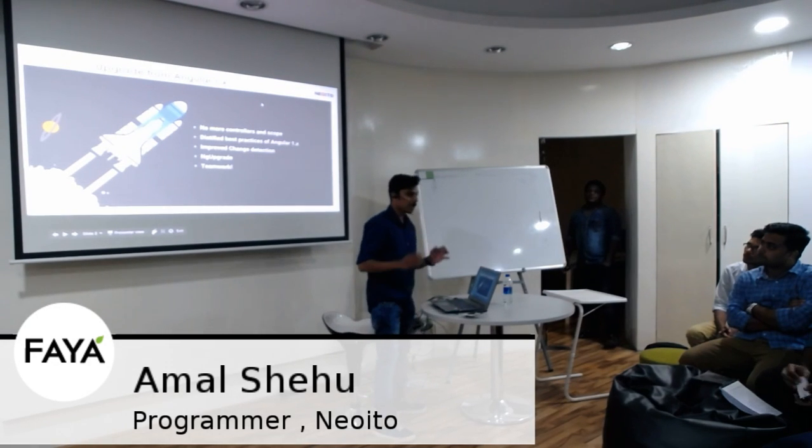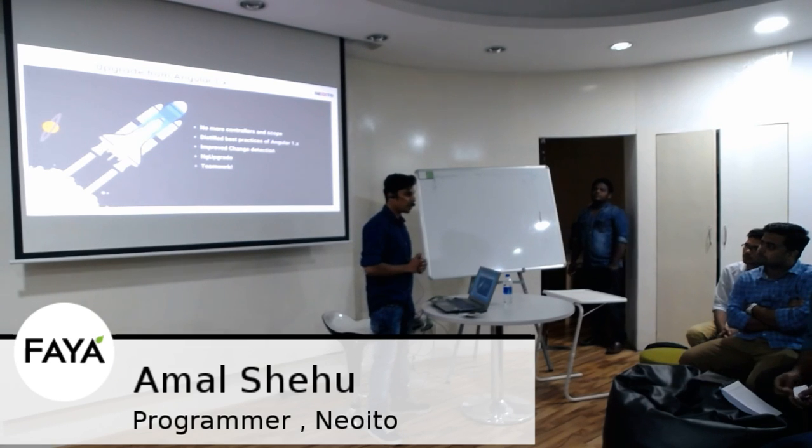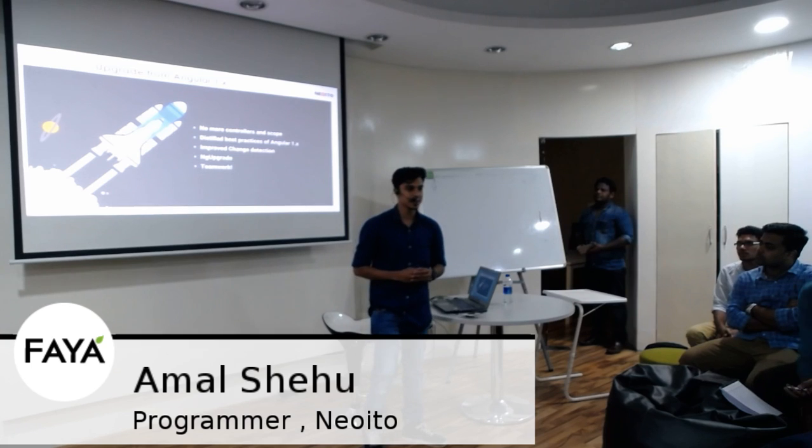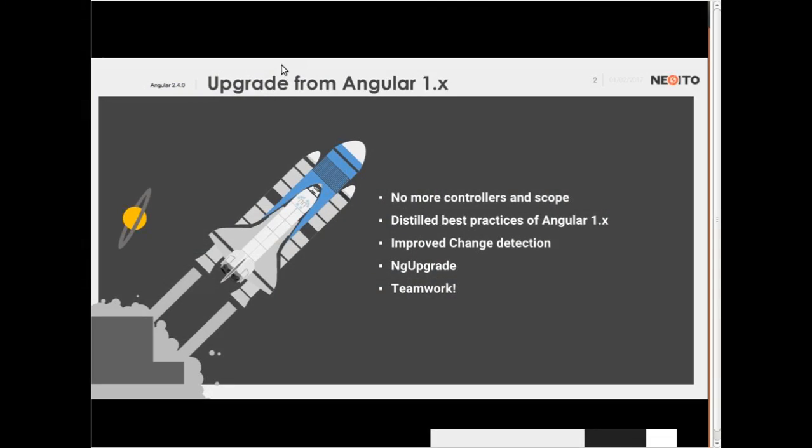So when comparing with the old version, Angular 1.5, a lot of features were introduced in Angular 2. The main feature is no more scopes; zone.js replaces the scopes and everything. Also, it follows the best practices from Angular 1.5. Then the change detection got improved. It has a lot of advanced features, so we can easily find what changes are happening while we are coding.